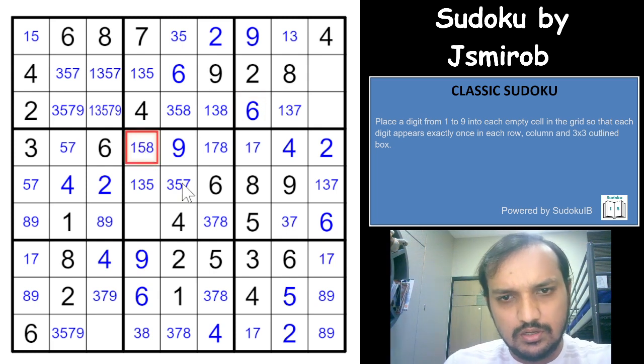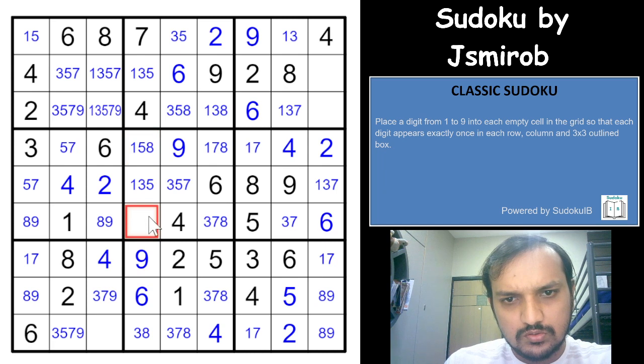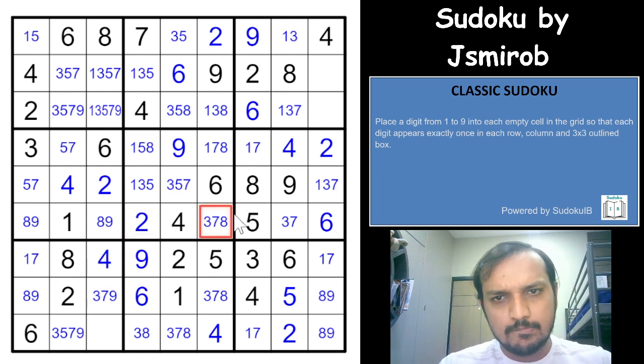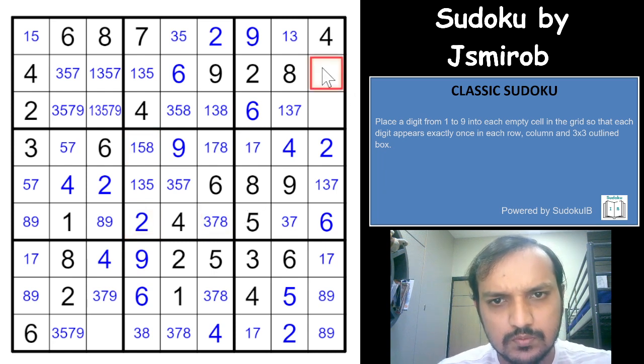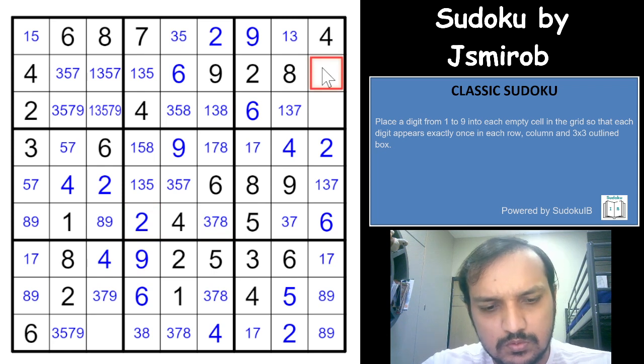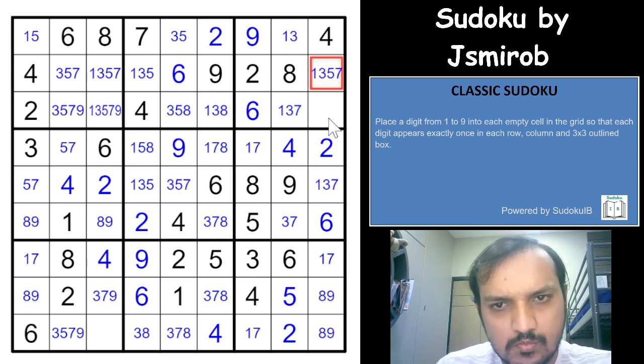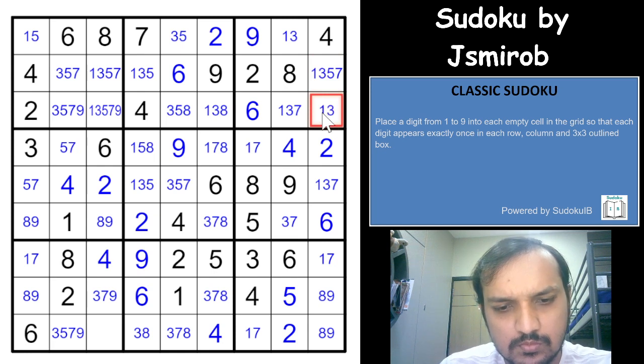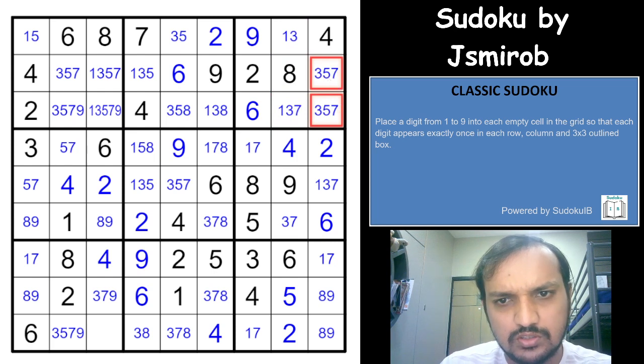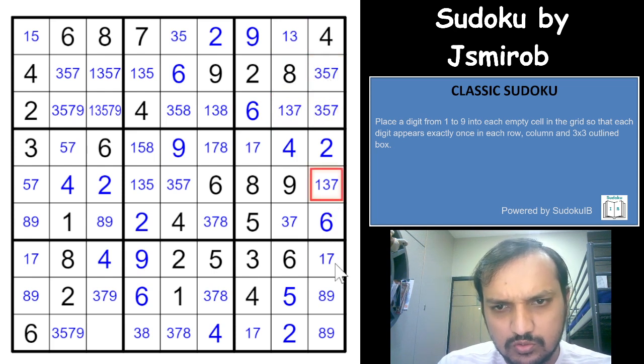1 5 and 8. This would have to be a 2. One has to be in one of these two cells, so these cells are not 1. One is in one of these two cells, and one is in one of these two cells. No, that's not helping us. That's not helping us, guys.